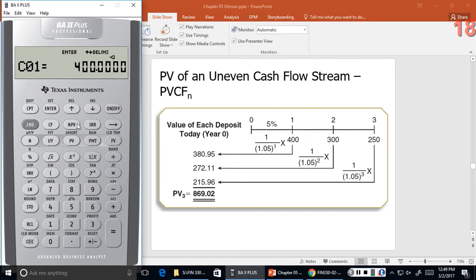So once you press the NPV key, it's going to ask for an interest rate or a discount rate. And in this problem, the discount rate is 5%. So we're going to enter that as a whole number, 5. Press the enter key to lock it in. Now press your down arrow key 1 more time. And it tells us at the top of the screen here, press the compute button in the top left-hand corner to come up with a solution. And the solution should match what we have here, which is $869.02. So it goes through and it just does that for you.